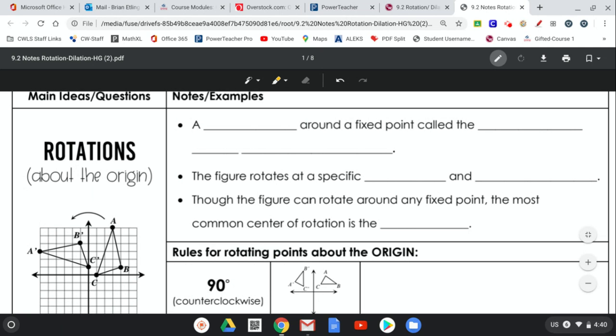So rotations, we're doing two types of rotations. The first one is about the origin. So rotations about the origin are pretty simple. You just have to change the coordinates, okay? And we have rules for that.